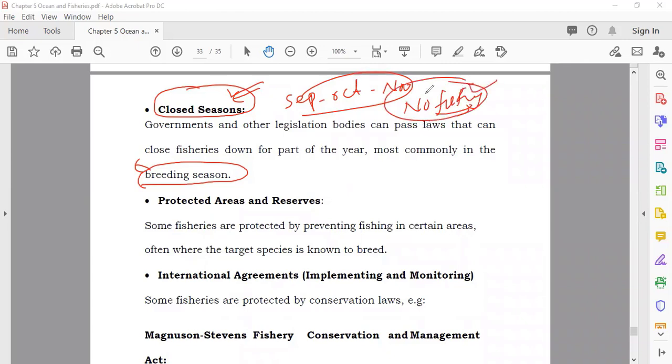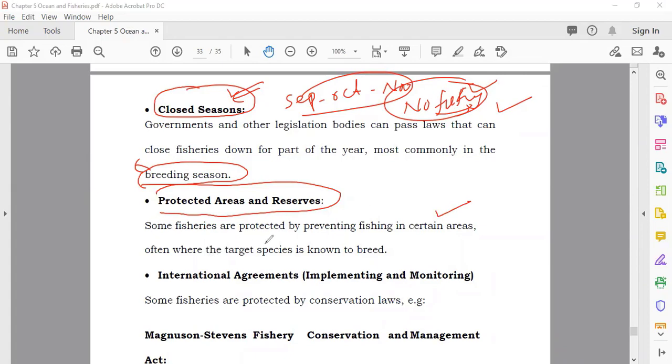Understand? It means these days, no fishing. So this is one of the methods you can use to stop it. After that, protected areas and reserves. Some fisheries are protected by preventing fishing in certain areas.